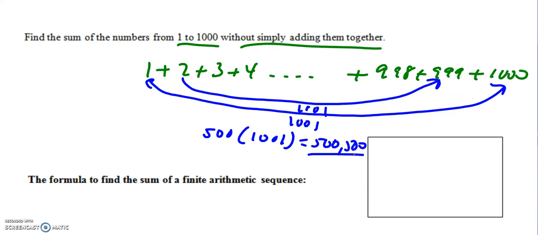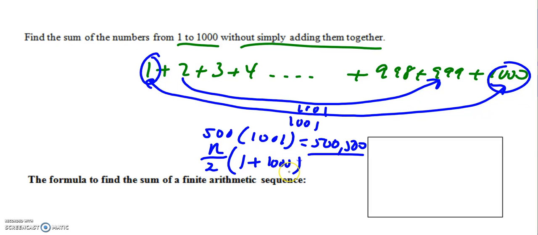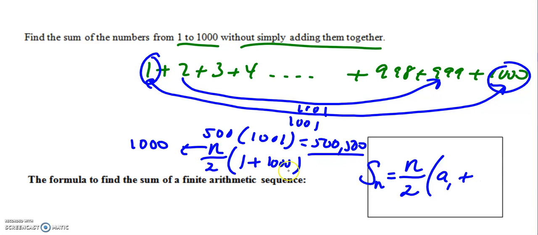So if we took 500 pairs and multiplied that by 1,001, we would get a total sum of 500,500. And again, if we think about generalizing that, 500 is really the number of terms n divided by 2, and you can split 1,001 into the first term plus the last term of 1,000. So if I started to generalize this idea, the sum of any arithmetic sequence is going to be n divided by 2, times the first term, which we call a sub 1, plus the nth term or the ending term, which we call a sub n. And so this formula can help us find the sum quickly.